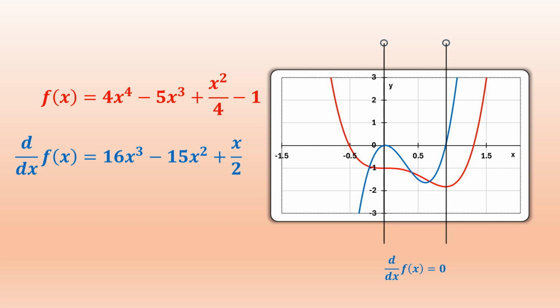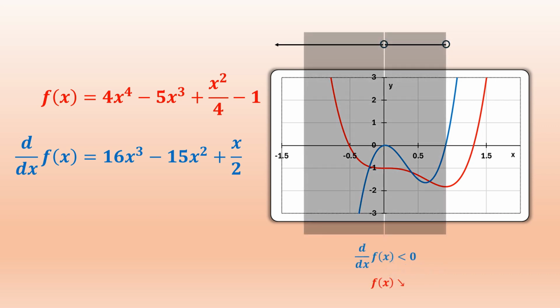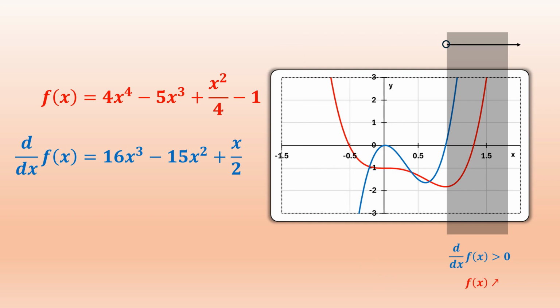Also, there are 2 intervals where the derivative is negative. That means that on these intervals, the original function is decreasing. We also have 1 interval where the derivative is positive, and that means that the original function is increasing.